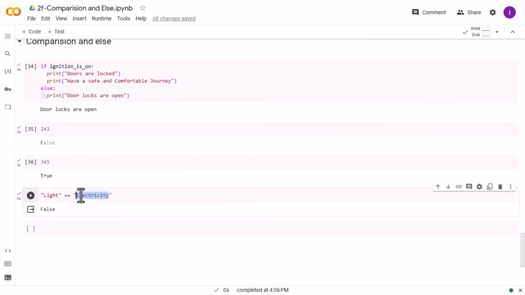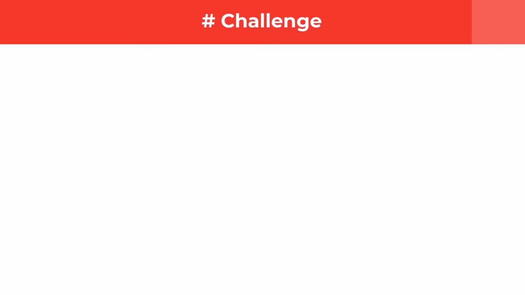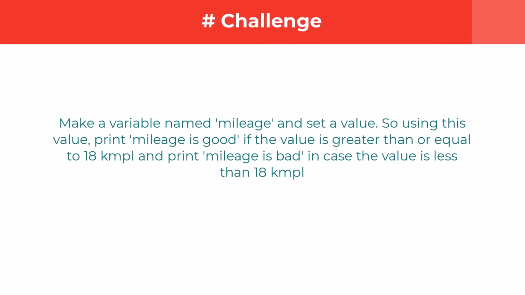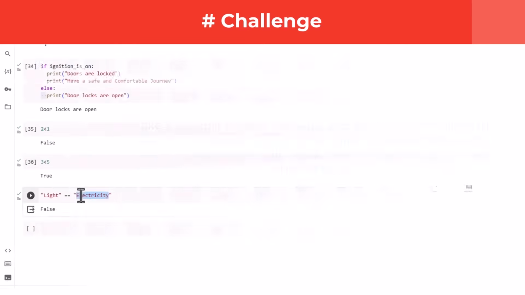So let's have a challenge. In this challenge, I want you to make a variable mileage and set a value. Using this variable, I want you to print "the mileage is good" in case the mileage is greater than or equal to 18 kmpl, and "the mileage is bad" in case the mileage is less than 18 kmpl. So hit pause and take the challenge.